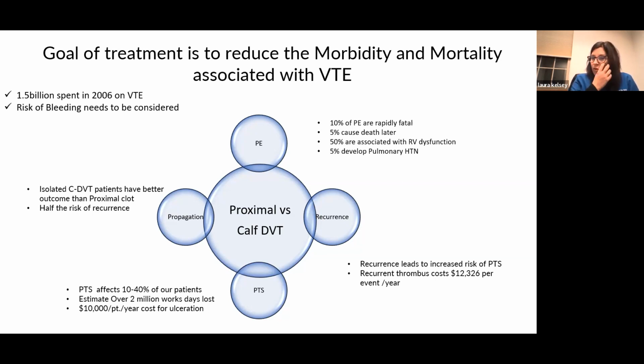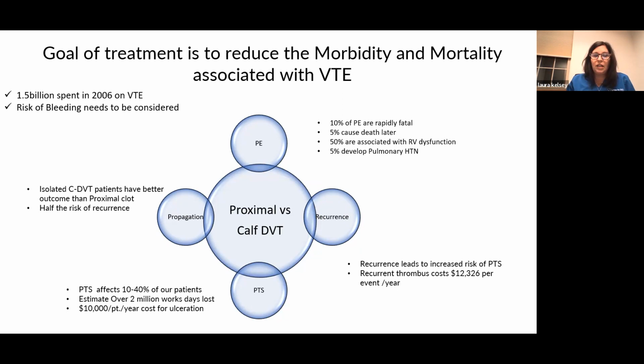Recurrence for post-thrombotic syndrome, that's increased, and that can run $10,000 per year per patient if they get an ulcer, not to mention all the days of work lost. And then a recurrent thrombus is about a $12,000 cost to our healthcare system.